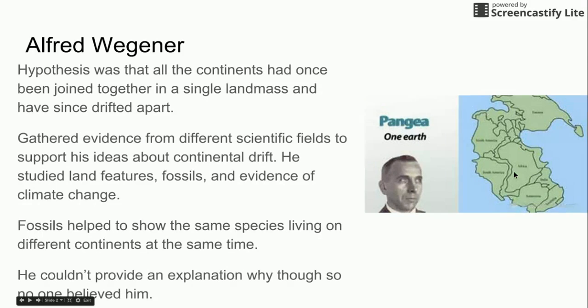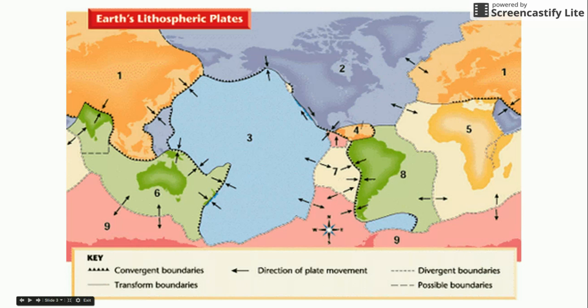This is a picture of Alfred Wegener, and this is what he claimed was Pangea, or one large single landmass. If you look at this diagram of the Earth's lithospheric plates, these plates contain the continents, and on them you'll notice that there are different types of boundaries. If the plates are sliding past each other, this is called a transform boundary. If they are coming together, it's called convergent. And if it's a divergent boundary, they're going apart from each other, like this dotted line. So there are 3 different possible boundaries.